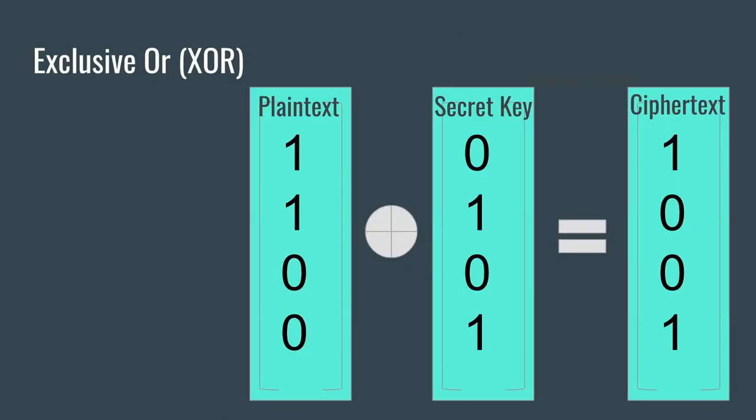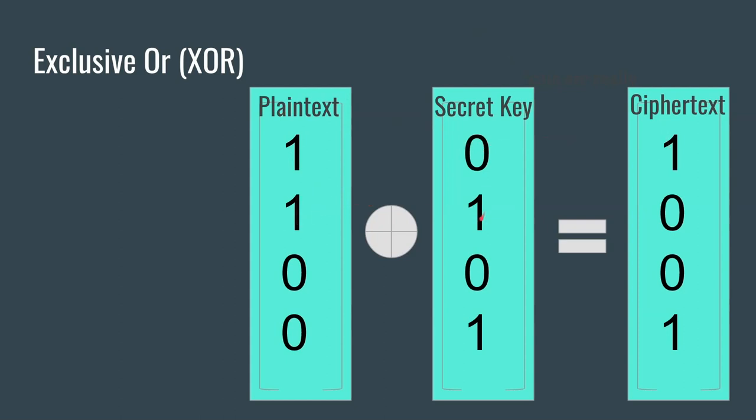So I mentioned exclusive OR. This is one of the workhorse operators of many cryptographic algorithms. So quick review for this. Exclusive OR, when given two input binary strings, will output one if the strings are different at that position and zero if they are the same. So here we have our plain text and our secret key. We have a one and a zero in the first position. Those are different values, so we output a one.